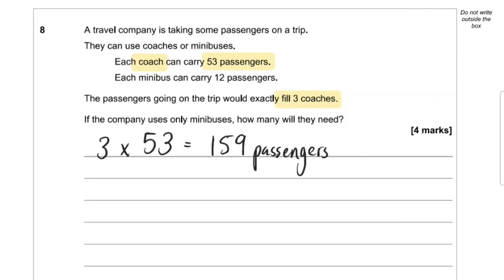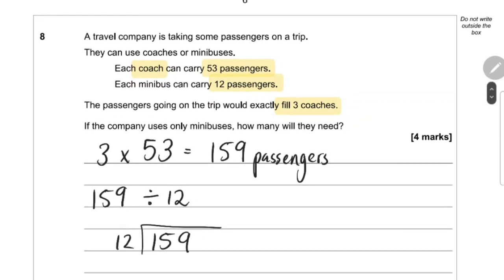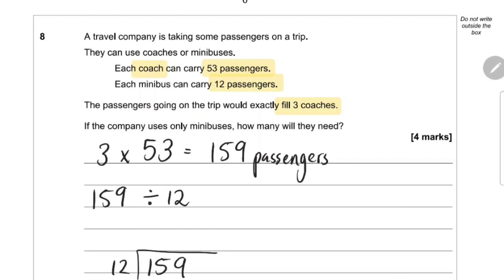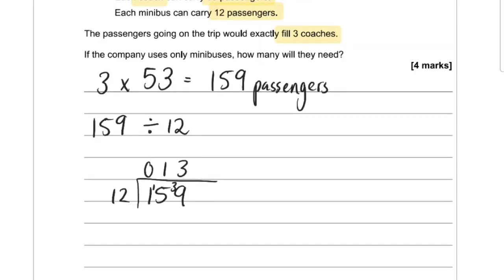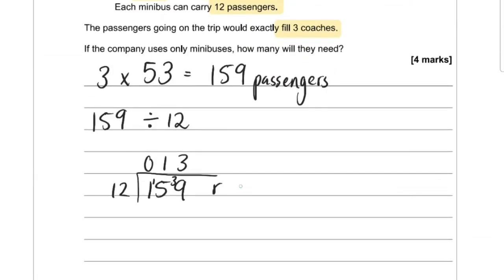So we know that we've got 159 passengers going on this trip, and we know that each minibus can carry only 12 passengers. So we're going to have to do 159 divided by 12 to figure out how many minibuses are needed. So let's use the bus stop method. Divided by 12, I'm just going to move that to give me some more space. Okay, so obviously 1 divided by 12 is not going to give us anything. So 15 divided by 12 is going to give us 1 with the 3 as a remainder. And 39 divided by 12 is going to give us 3 with remainder 3.